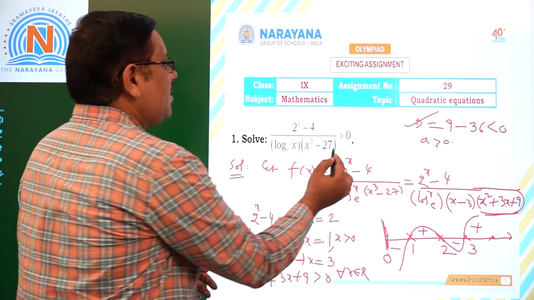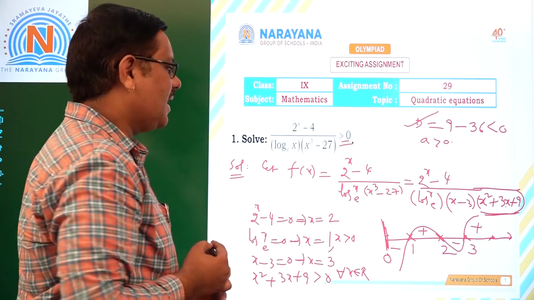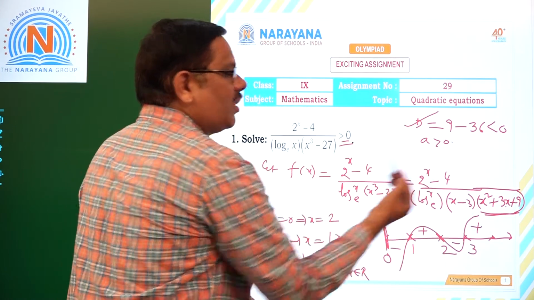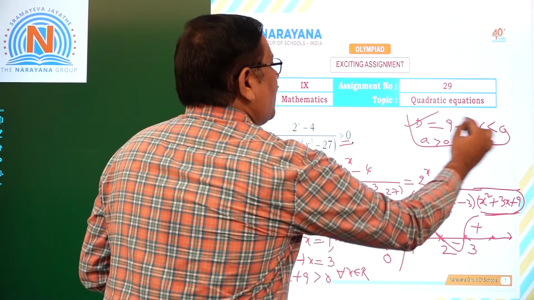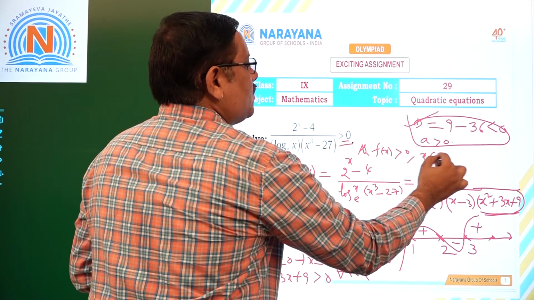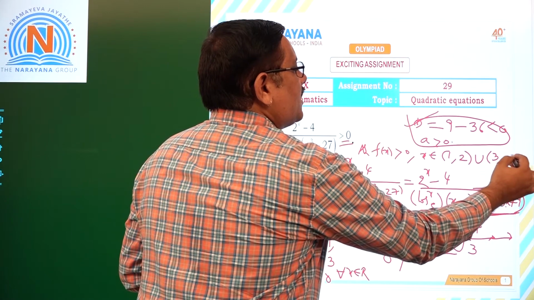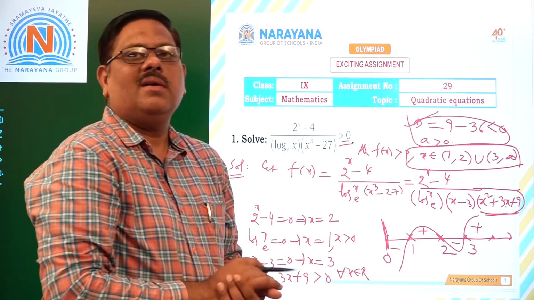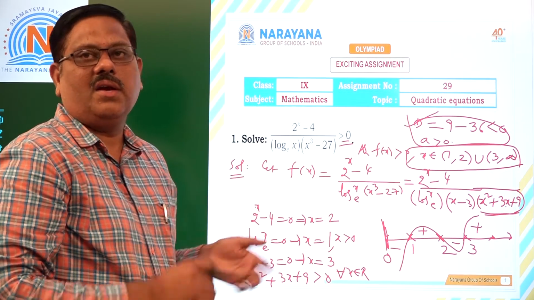Now what is he asking here? He is saying that f of x is greater than 0. As it is greater than 0, we have to consider between 1 and 2 and more than 3. Therefore, as f of x is greater than 0, x belongs to open interval (1, 2) union more than 3, which is nothing but (3, infinity). So x belongs to (1, 2) union (3, infinity). That is the solution set for the given rational inequality.